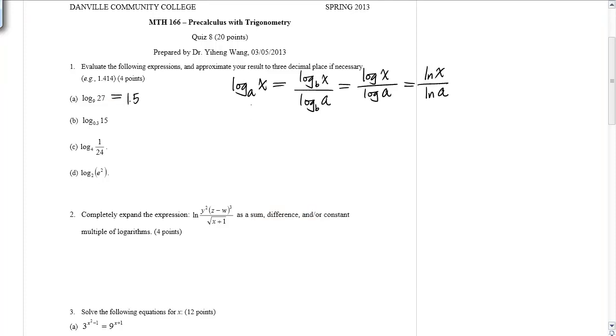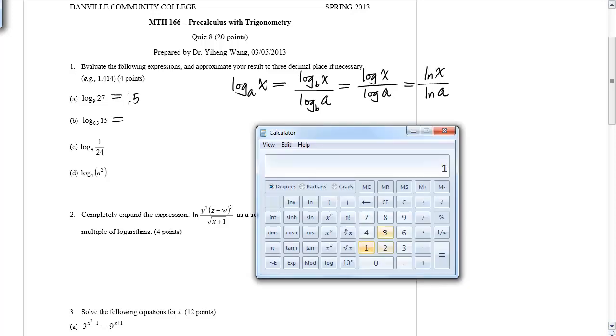And then the second problem, very similar. We're going to have log 15 divided by log 0.3. That equals approximately negative 2.249.